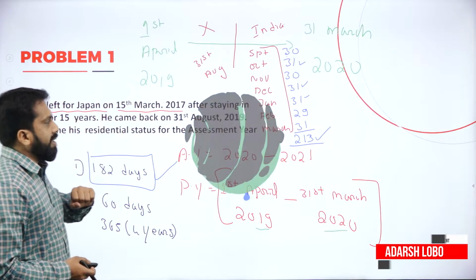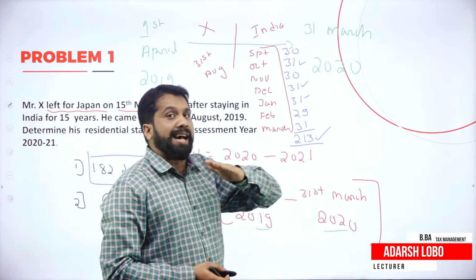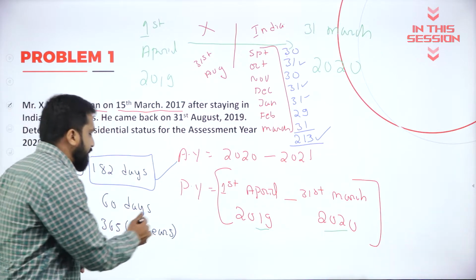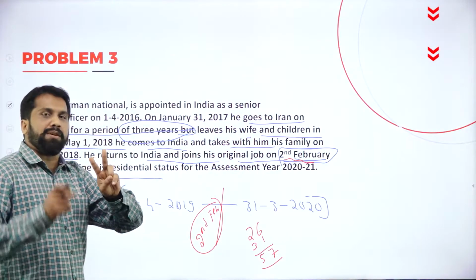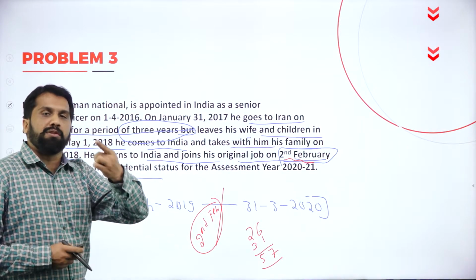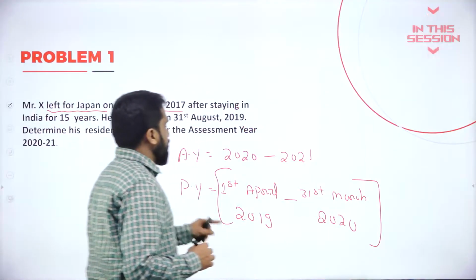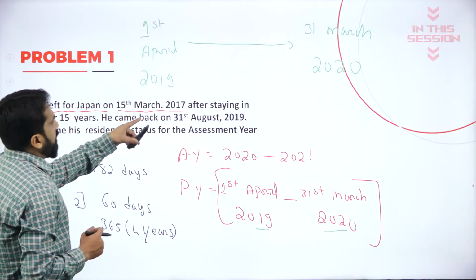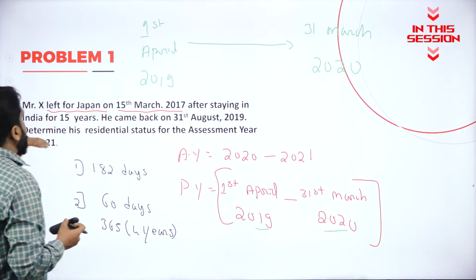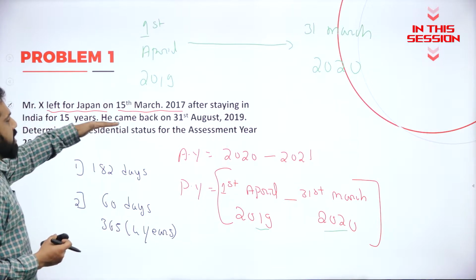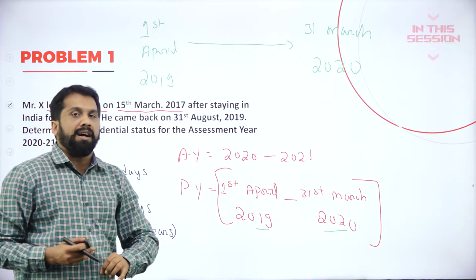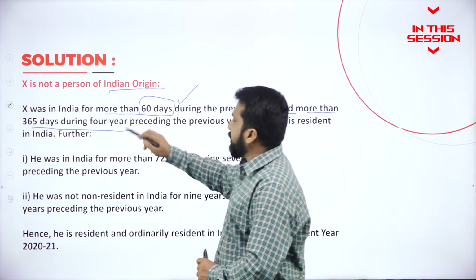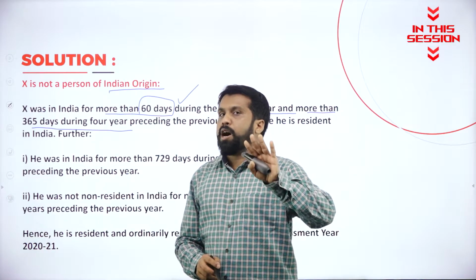As per this calculation, we got more than 182. So no need to go for the second condition. Out of two basic conditions, one he fulfilled, then we go for the additional conditions. In this previous year, we have to see what are the basic conditions. On 1st March 2017, after staying in India for 15 years, he came back on 31st August during the previous year, and more than 365 days for 4 years. How come?